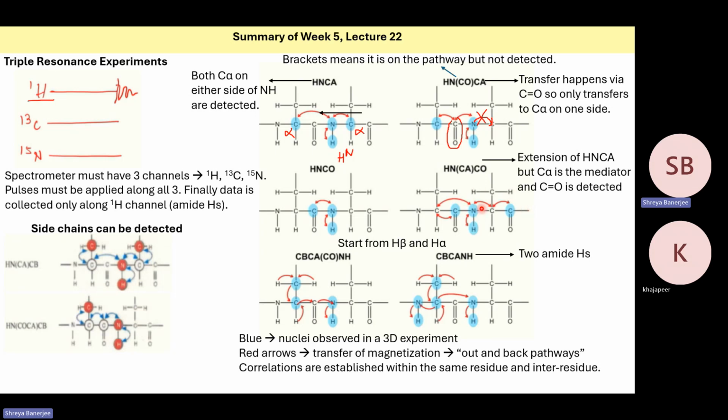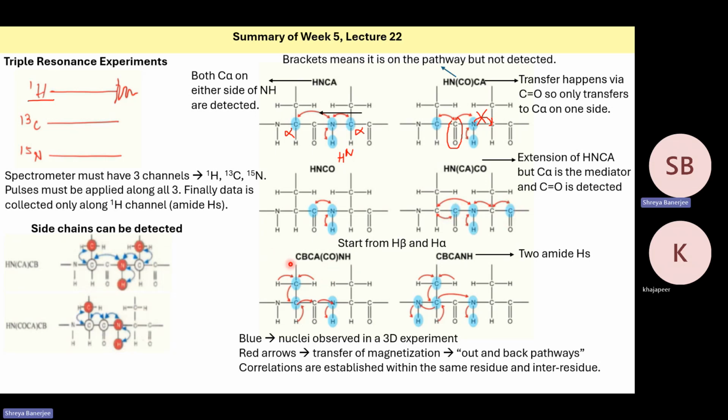So it is kind of like HNCA. In HNCA, you are going from amide hydrogen to nitrogen and then jumping to the two C alphas on either side of the amide NH. In this case, that part is similar. You're going from hydrogen to nitrogen and then jumping to the two C alphas. The extension is that it's not staying on C alpha, you're not detecting C alpha. Instead, it is going to the carbonyl next to the C alpha and you're detecting the carbonyl carbon.